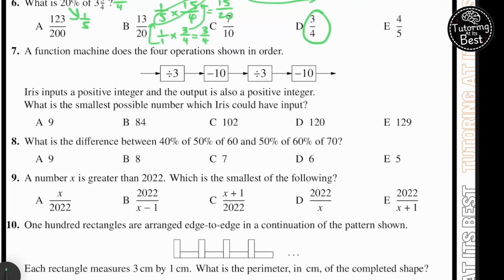A function machine does the 4 operations shown in order. So it divides by 3, minus 10, divides by 3, and minus 10. Now Iris inputs a positive integer and the output is also a positive integer. So what is the smallest possible number which Iris could have input?